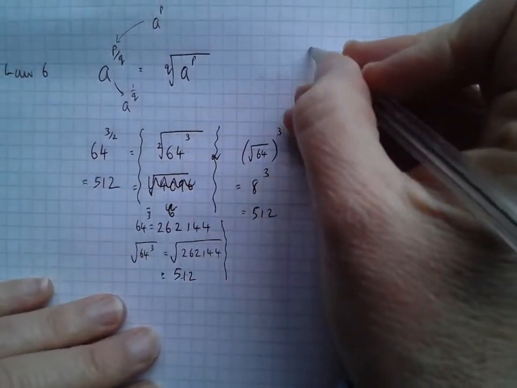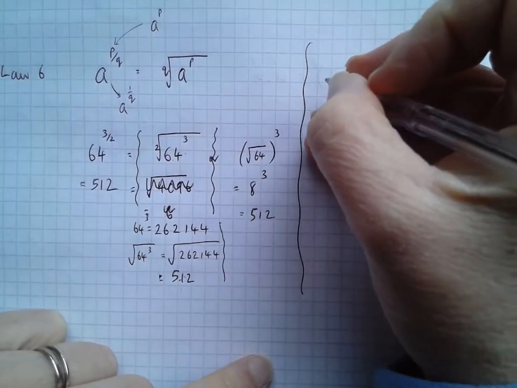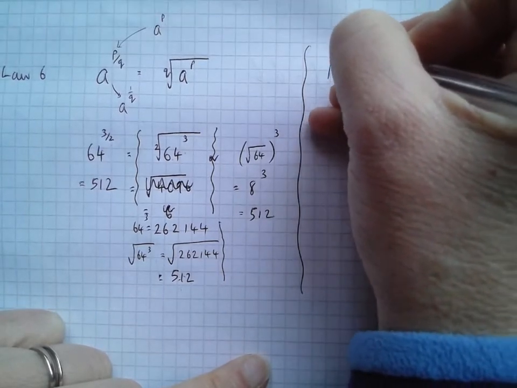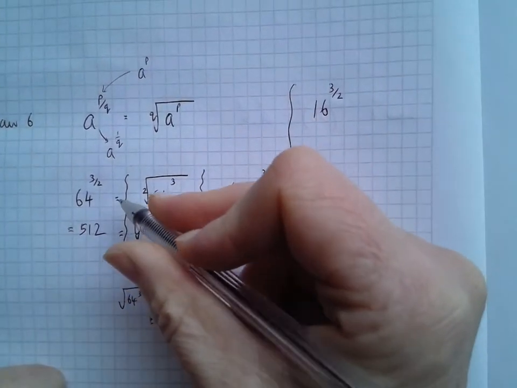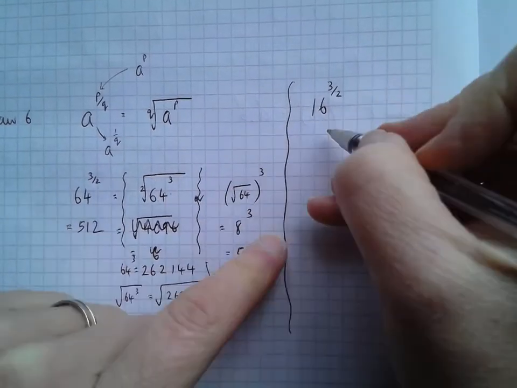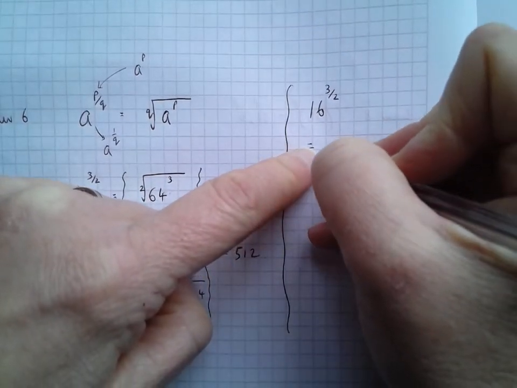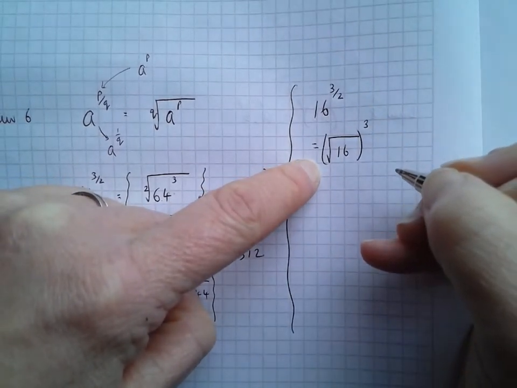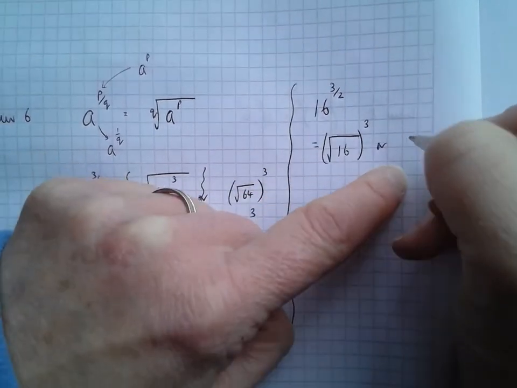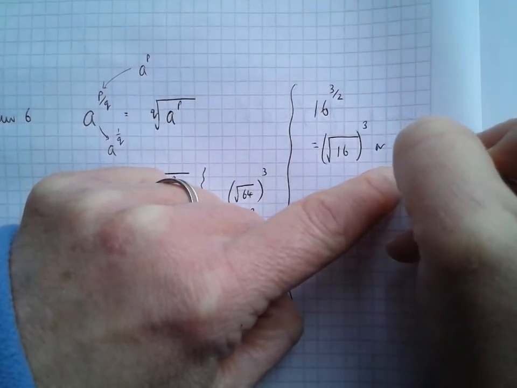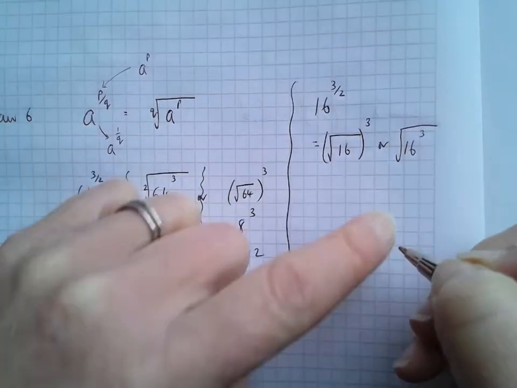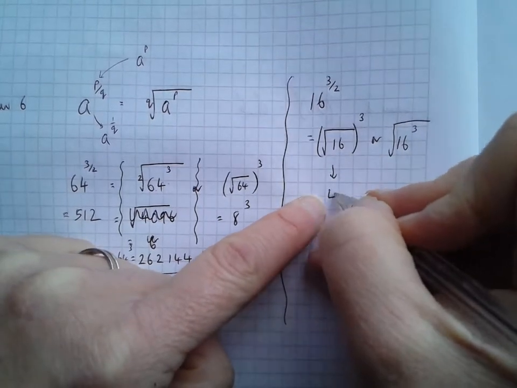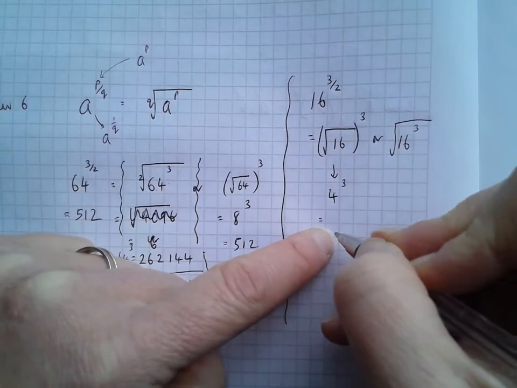So let's look at what we might have here. Let's try and find some examples. So we might have 16 to the power of 3 over 2. That's the same as this one over here, isn't it? It's still a 3 over 2 power. So what that means is either the square root of 16 cubed, or 16 cubed and then find the square root. They're both the same thing. I think this one's easier to do because I know the square root of 16 is 4. So it's 4 cubed, and 4 cubed is 64.